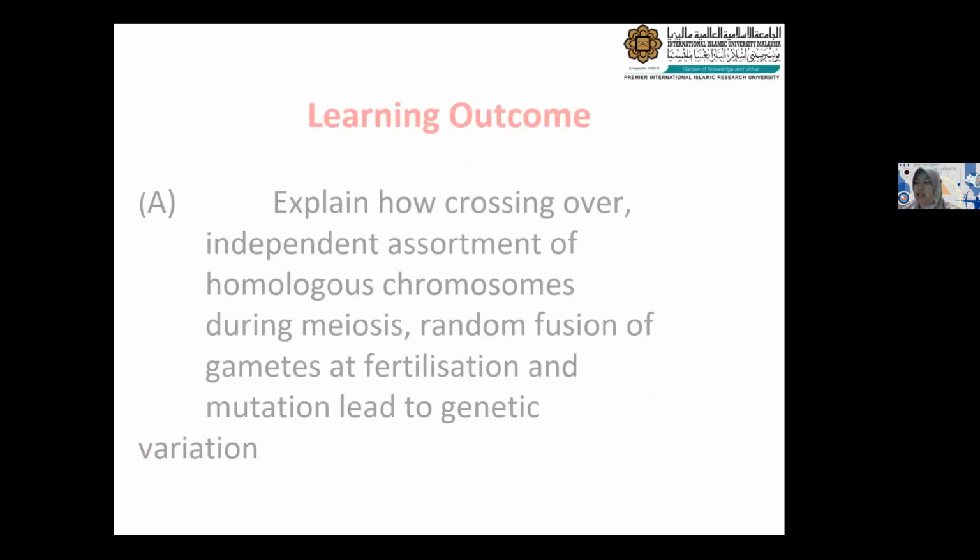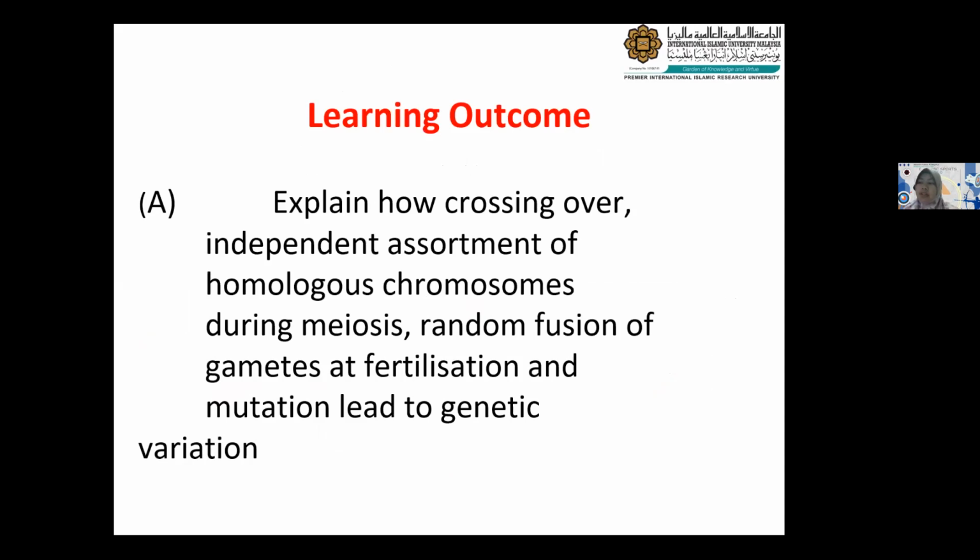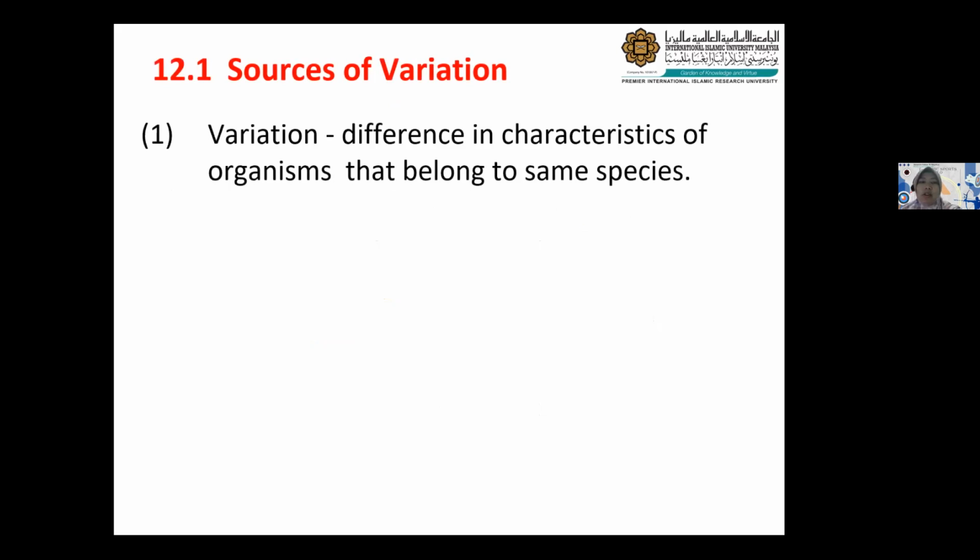Okay, all right, so learning outcome. The first learning outcome for this chapter is to explain how crossing over, independent assortment of homologous chromosomes during meiosis, random fusion of gametes during fertilization, and mutation lead to genetic variation. We have learned about crossing over, right? So we are going to see all these factors that might cause genetic variation to be produced. Okay, right. So what are the sources of variation?